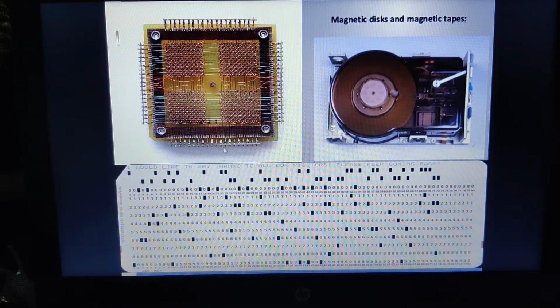So here the second generation computers were using transistors for the internal operation, and for the memory purpose they were using magnetic cores for the main memory, and for secondary memory they were using magnetic tapes and magnetic disks. They were using punch cards for the input and printout purpose, and they were using assembly level language for developing programs.